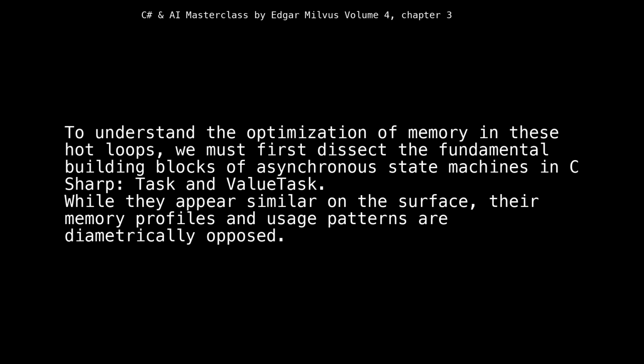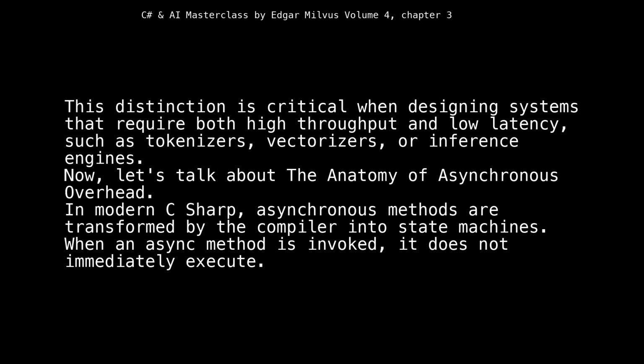To understand the optimization of memory in these hot loops, we must first dissect the fundamental building blocks of asynchronous state machines in C#: Task and ValueTask. While they appear similar on the surface, their memory profiles and usage patterns are diametrically opposed. This distinction is critical when designing systems that require both high throughput and low latency, such as tokenizers, vectorizers, or inference engines. Now, let's talk about the anatomy of asynchronous overhead.